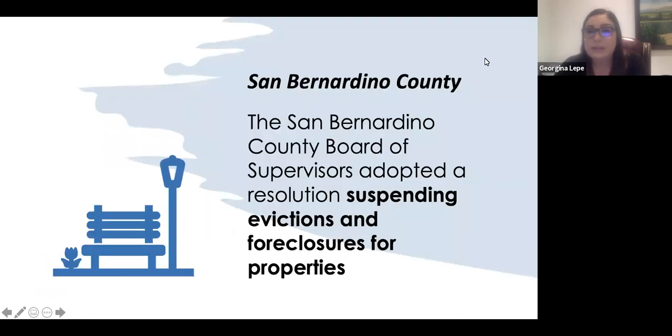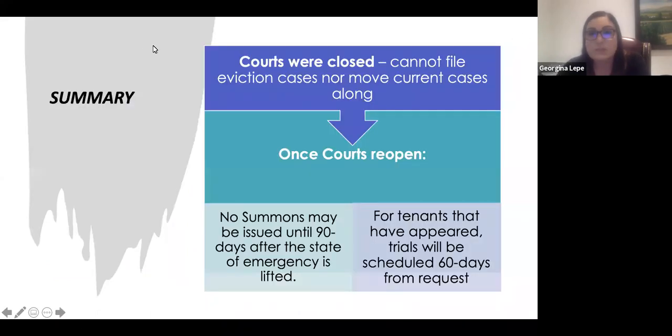San Bernardino County also adopted several resolutions suspending evictions and foreclosures. I think for San Bernardino County, they mostly deal with the non-payment of rent. So the summary: the courts were closed, so we couldn't file any eviction cases or move them along. But now the courts are reopened. So what does that mean? Still, we can't do anything.